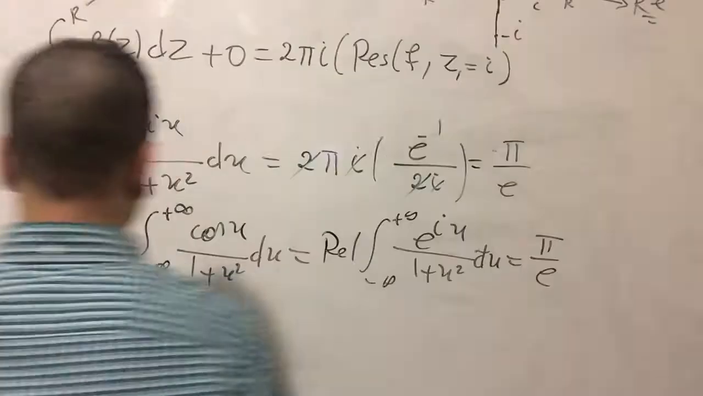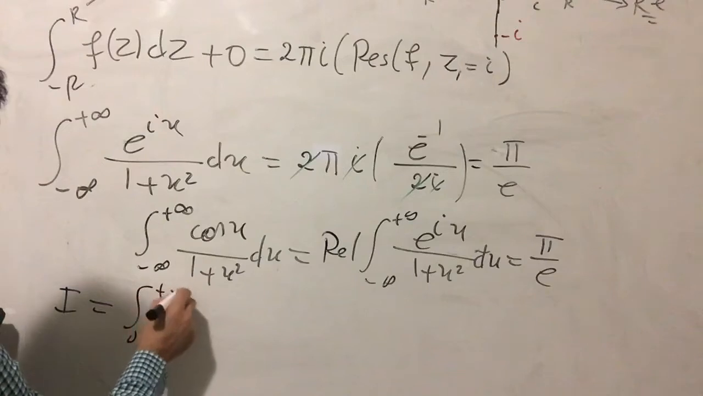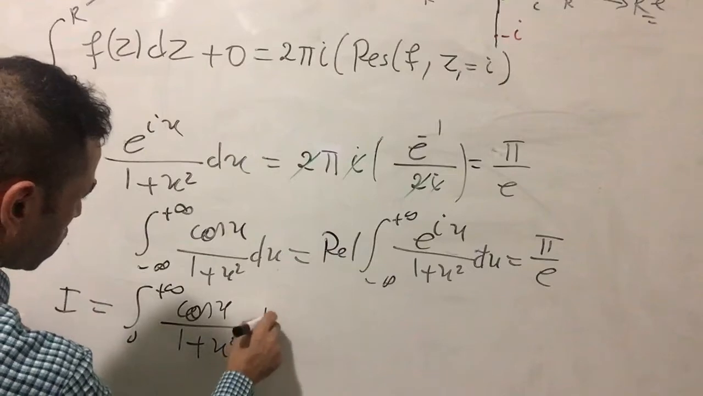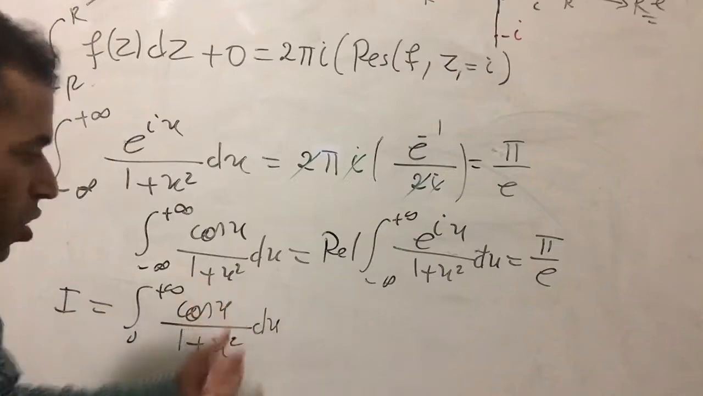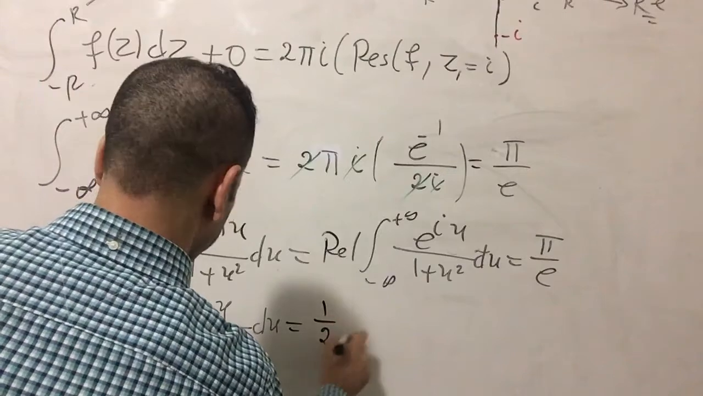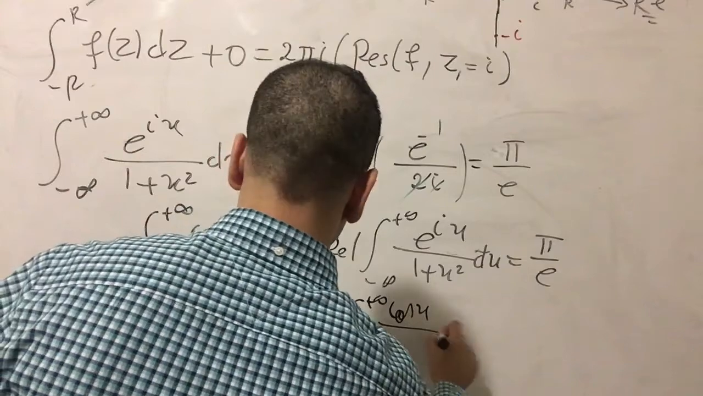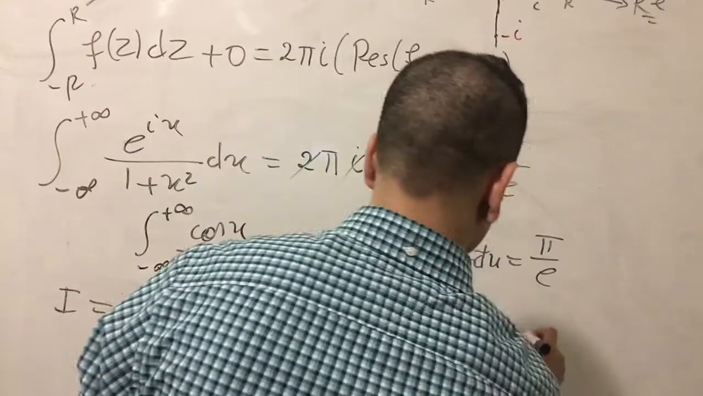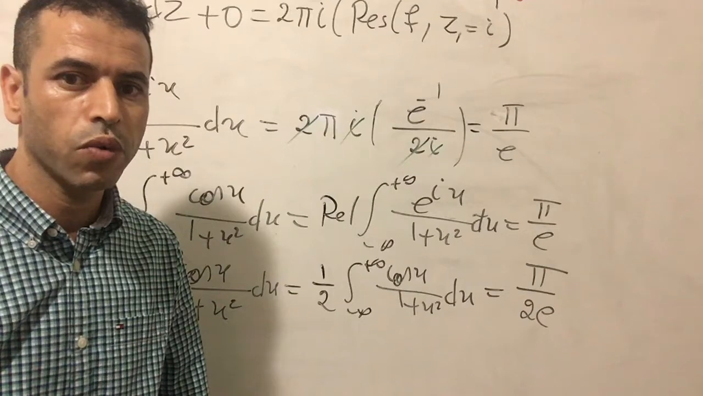As you see here, our integral from 0 to plus infinity of cosine x over 1 plus x squared dx. Since this function cosine x over 1 plus x squared is an even function, this integral is a half of this integral, which is 1 over 2 times the integral from minus infinity to plus infinity of cosine x over 1 plus x squared dx, which is pi over 2e. Okay, so I have done with this problem.